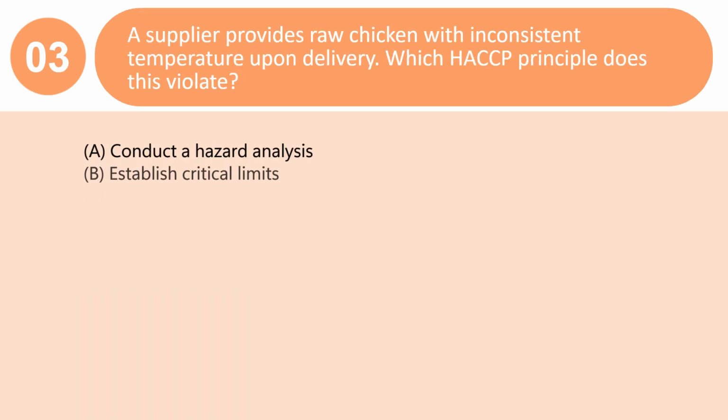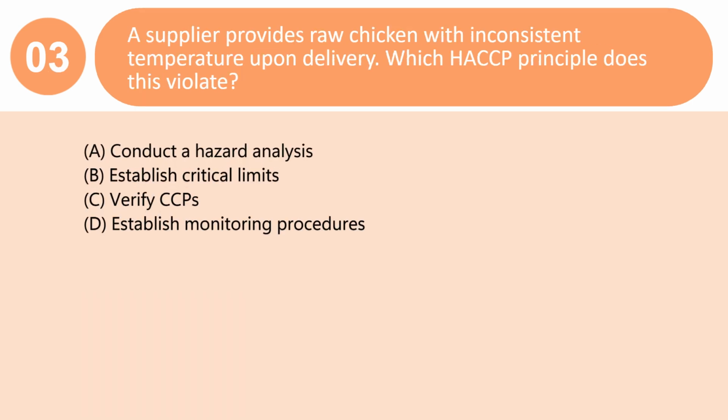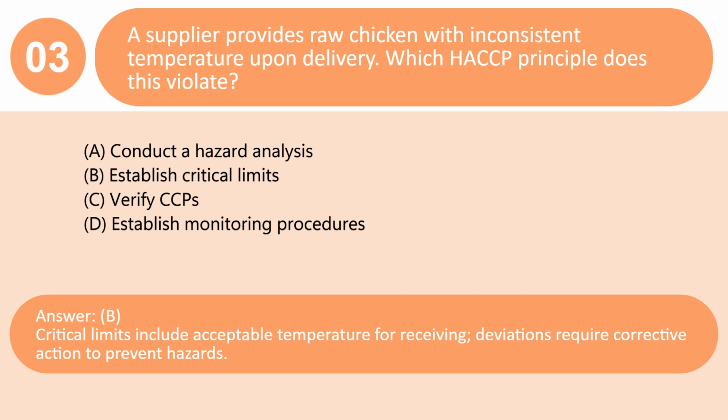A supplier provides raw chicken with inconsistent temperature upon delivery. Which HACCP principle does this violate? A. Conduct a hazard analysis. B. Establish critical limits. C. Verify CCPs. D. Establish monitoring procedures. Answer: B. Critical limits include acceptable temperature for receiving. Deviations require corrective action to prevent hazards.